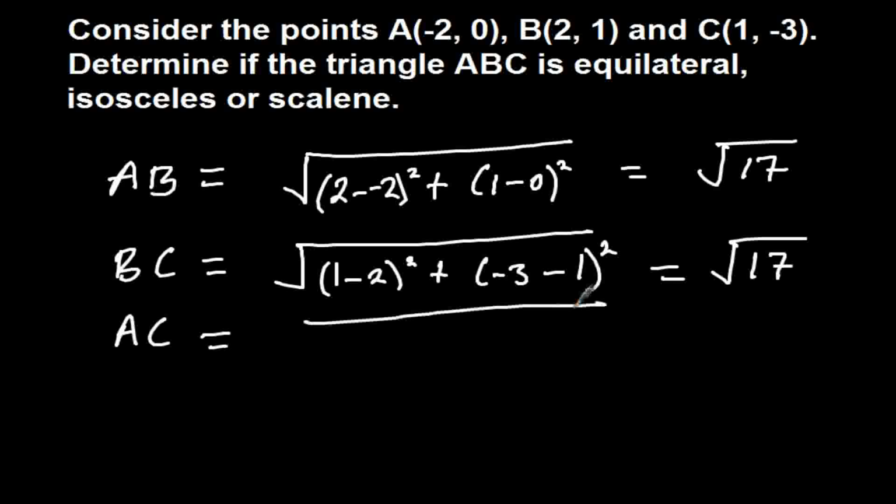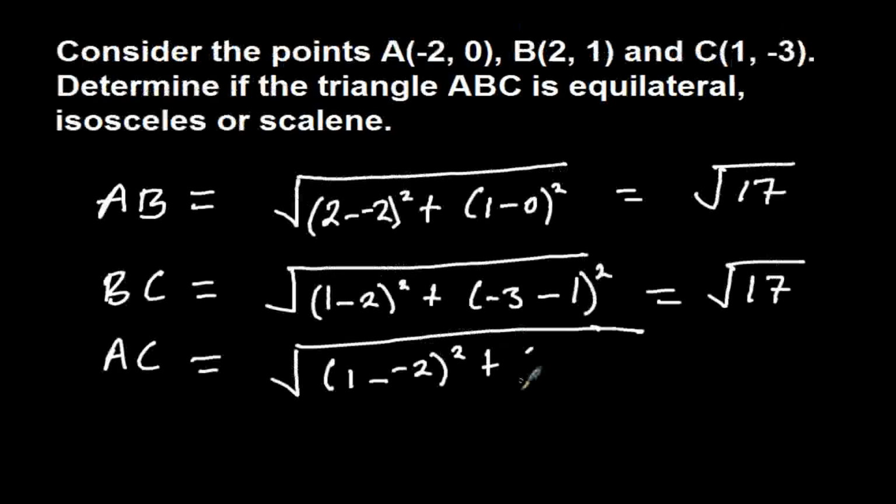And then to find AC, we use (1 minus negative 2) squared plus (negative 3 minus 0) squared, which is, this one is 3 squared, which gives us a 9, and this one is also 9. So that will be the square root of 18.